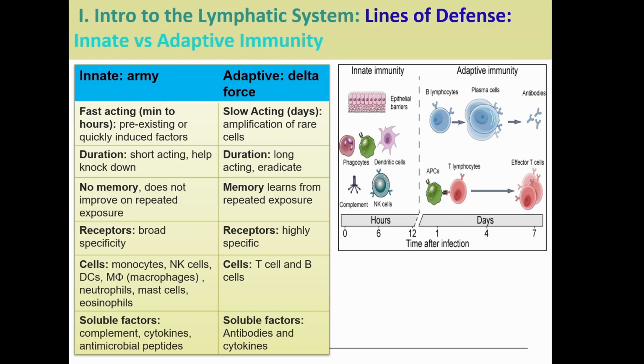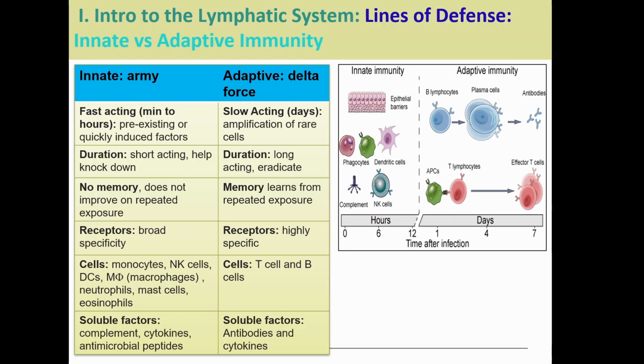The receptors are very broad in their specificity, so we don't have super specialized receptors for this, and this is why we can respond to so many different pathogens. This is going to include things like the monocytes, the natural killer cells, the dendritic cells, the macrophages, the neutrophils, the mast cells, the eosinophils, the basophils. Those are going to be included there. It's also going to include things like antimicrobial peptides, the cytokines, as well as complement proteins.